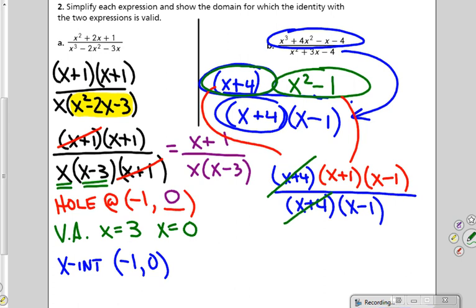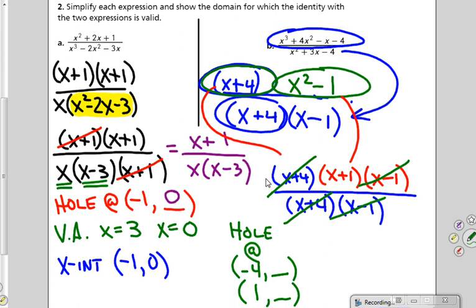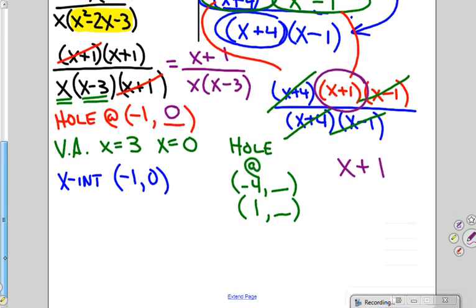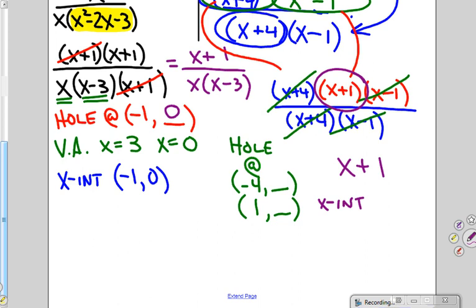These cancel, creating a hole where negative 4, blank. I always leave that blank and come back to it. These cancel, leaving another hole at 1, blank. We'll come back to it. Everything in the denominator canceled, meaning that all I have left is x plus 1. So technically, since that x plus 1 was in the numerator, we would have our x-intercept at negative 1. And it has no vertical asymptotes because nothing was left in the denominator.